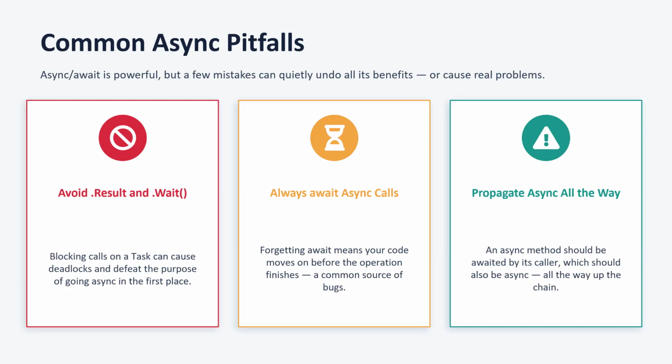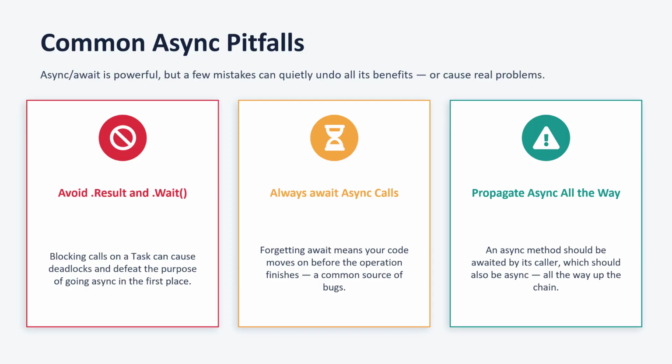So some common pitfalls. Async and await are powerful, but there are some mistakes that are extremely common amongst people learning this for the first time, and some of them can cause some serious problems in our application, so we want to understand how to handle them. So first, avoid using Result and Wait. These are ways of synchronously blocking on a task instead of awaiting it. And so this is a tempting shortcut.